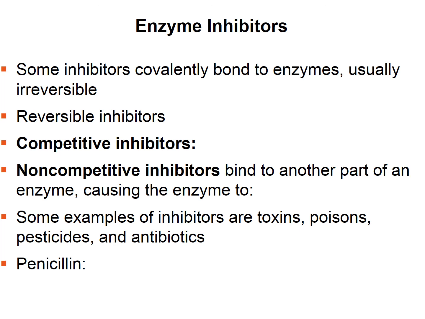The other possibility is what's called a non-competitive inhibitor. It does not bind to the active site, it binds to another part of the enzyme, but this causes the enzyme to change shape, making the active site less effective. Some examples of inhibitors include toxins, poisons, pesticides, and antibiotics. One example is penicillin. Penicillin blocks the active site of an enzyme that many bacteria use to make cell walls.